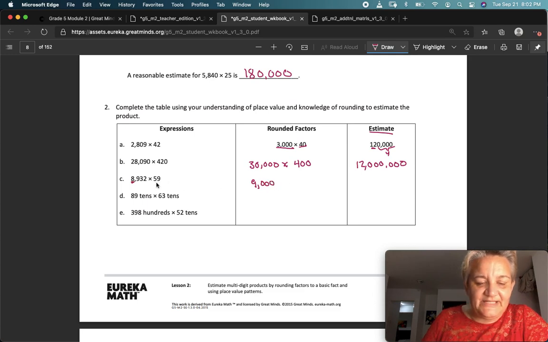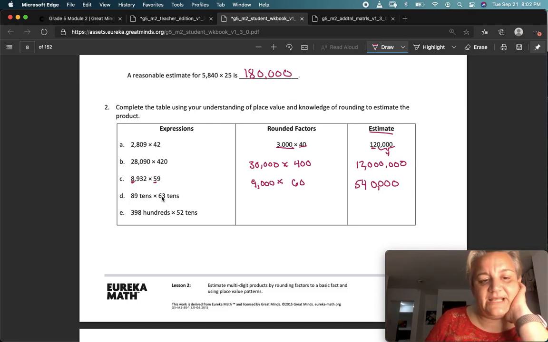And I'm going to round 59 up to the nearest 10, which is 60. And now I have two numbers I know how to multiply really easily. 9 times 6 is 54, because I know my math facts. And I have 1, 2, 3, 4 zeros after that, which means I put my comma in the wrong spot. Sorry about that. Okay. And now I have 89 tens and 63 tens.